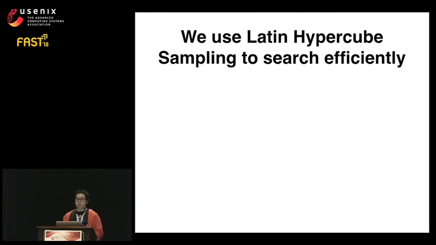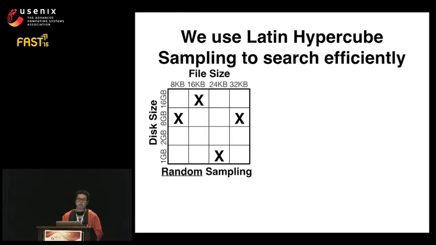To explore the space efficiently, we use a sampling method called Latin Hypercube Sampling. But before I introduce Latin Hypercube Sampling, let's look at random sampling first. In this example, there are two factors, disk size and file size. For each factor, there are 4 values that you can choose. The big X characters in the figure are the samples chosen by the random sampling.